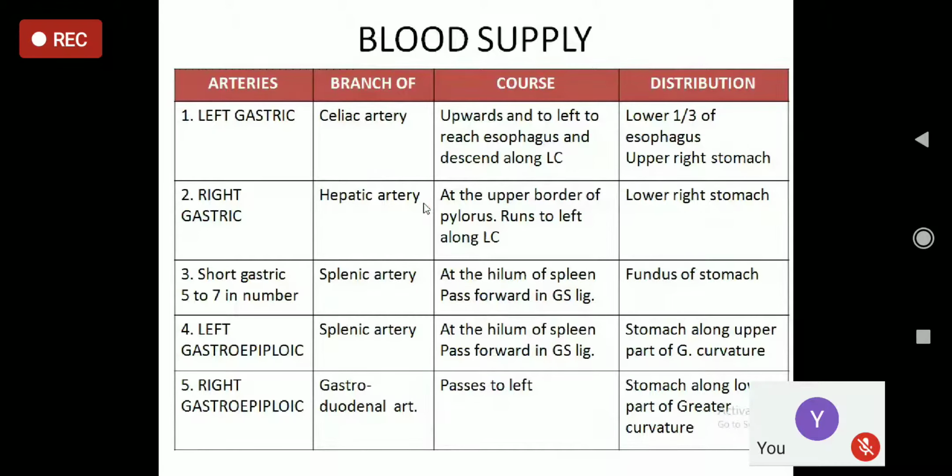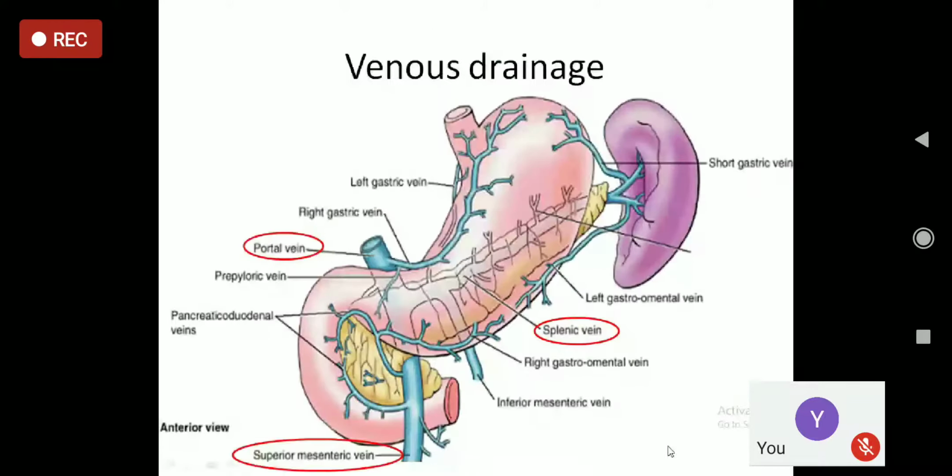This is the descriptive part for you. Left gastric artery, branch of the celiac artery. Right gastric artery, branch of the proper hepatic artery. Short gastric arteries, about 5 to 7 in number, branches of the splenic artery. Left gastroepiploic artery, branch of the splenic artery, while the right gastroepiploic artery is a branch of the gastroduodenal artery. Its course and the part of the stomach supplied by the respective arteries is for you to read.